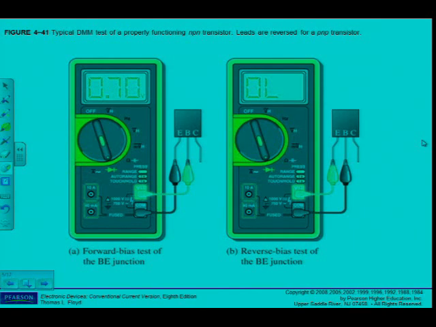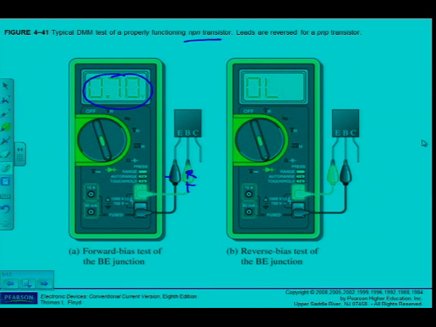Anyway, I can see here the forward bias test for a base emitter junction of an NPN transistor. Take note, you must know what type of transistor you are testing. So if I want to forward bias, I put the red lead on the base, the positive on the base, and the negative on the emitter, and if it's working properly, it should display approximately 0.7.